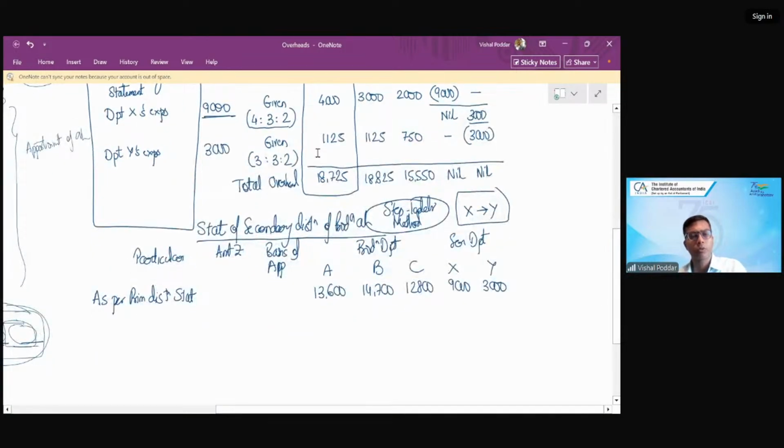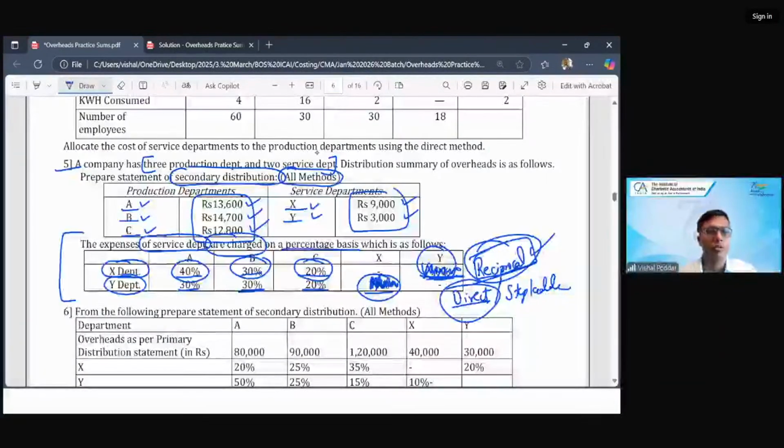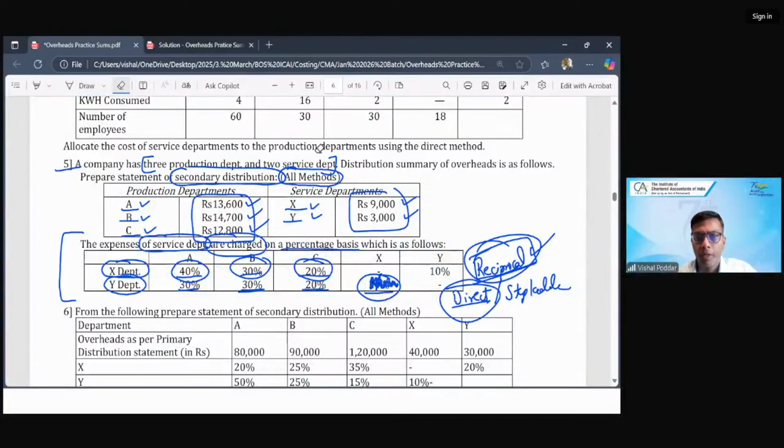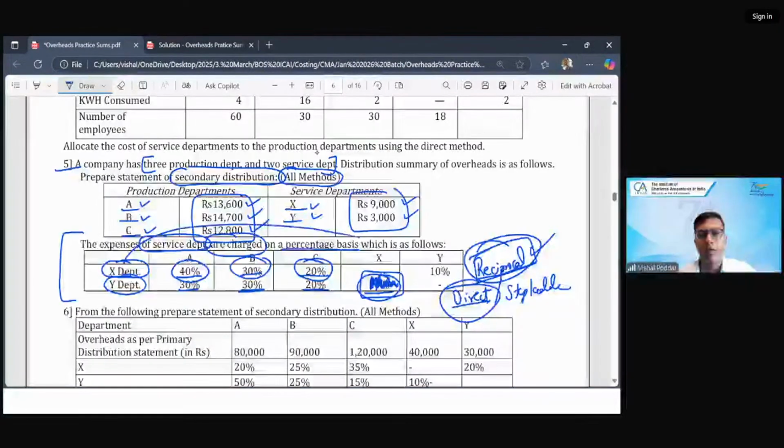Now students, see how the question is modified. X is giving to Y, so this will be there, but Y is not giving to X, so I will keep this deleted. Now this type of question, where one service department is giving to another but that other one is not giving to the first one, becomes a question of step ladder, correct?